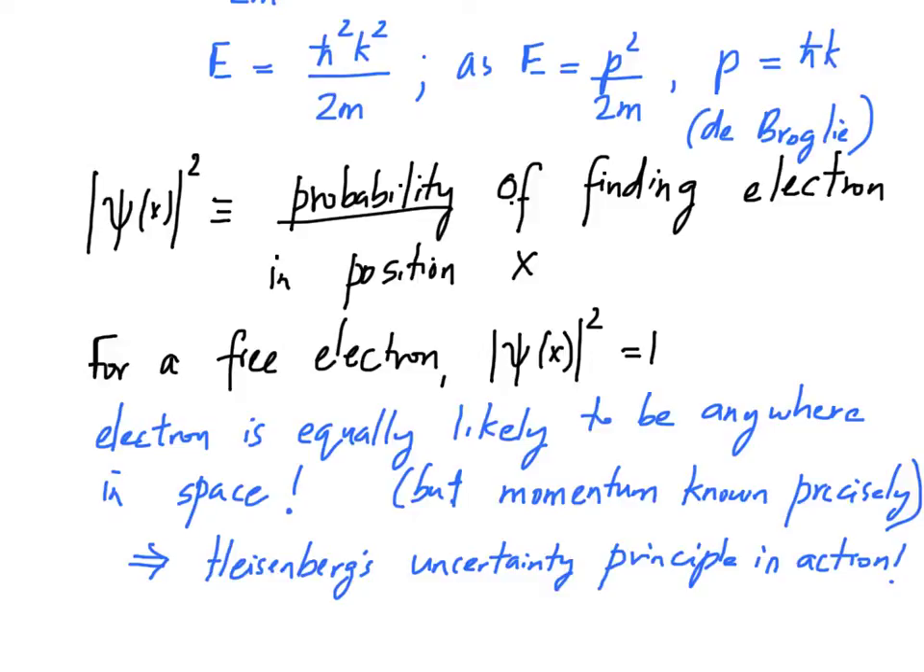But the momentum is fixed precisely. The momentum is known precisely. So the momentum is known precisely, and the position is completely uncertain. So we are actually having a glimpse of Heisenberg's uncertainty principle, right?